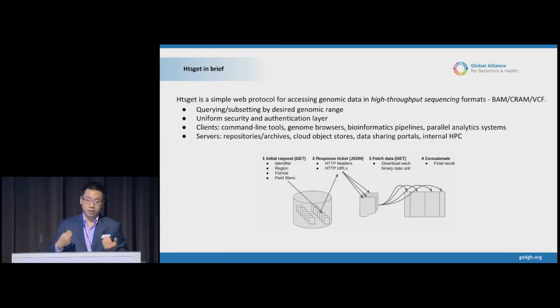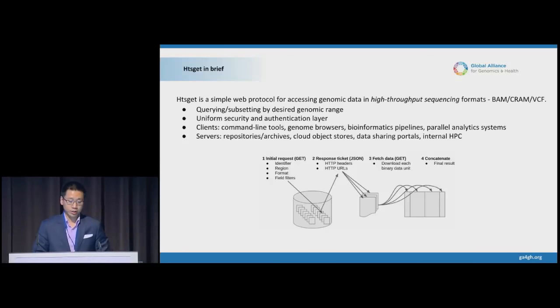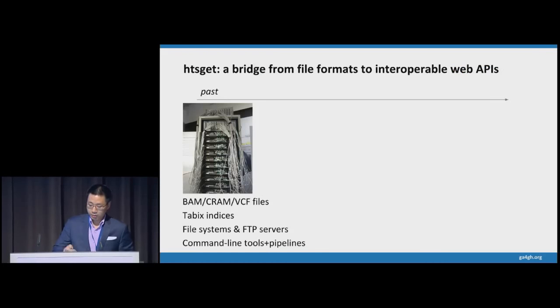And importantly, it suggests a uniform security and authentication layer for portable and interoperable delegation of security credentials across a variety of different either cloud or local services, so that we can have a uniform authentication layer. Let me frame a little how this fits in.